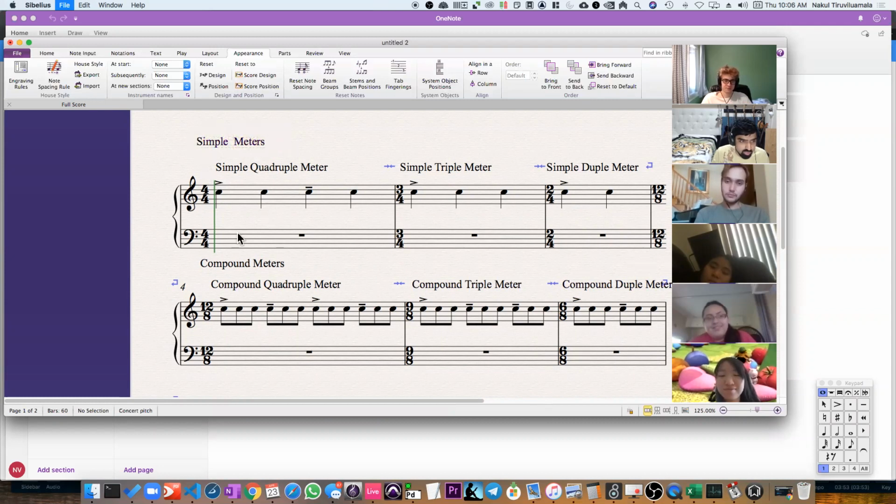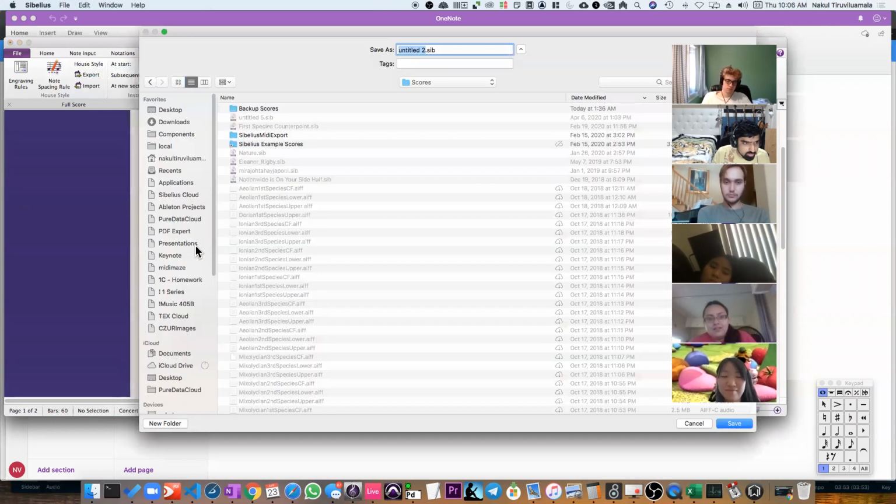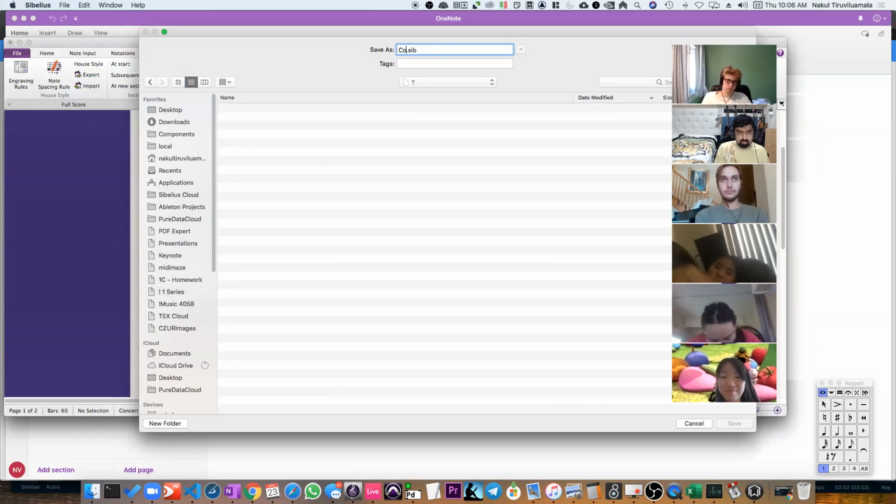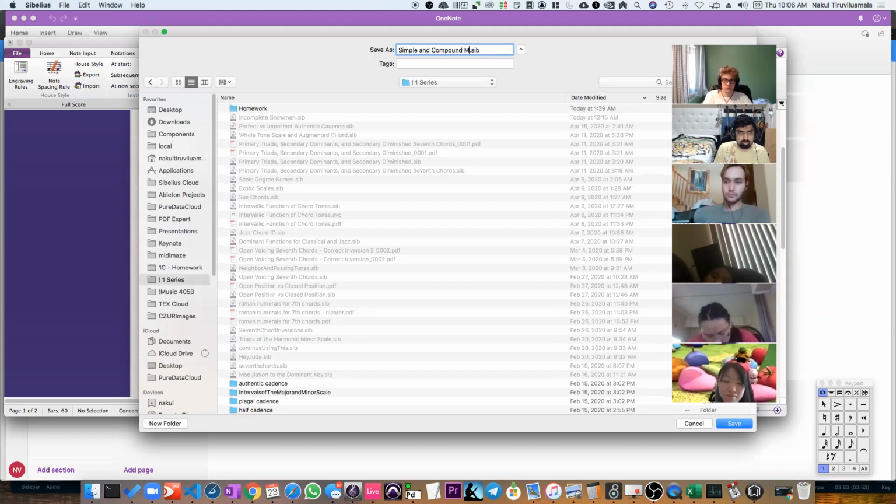Let me save this really quickly because this is definitely worth putting on the OneNote. Simple and compound meters.